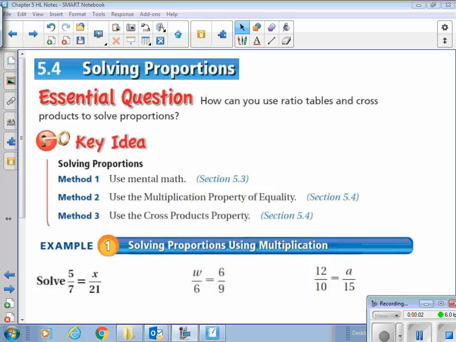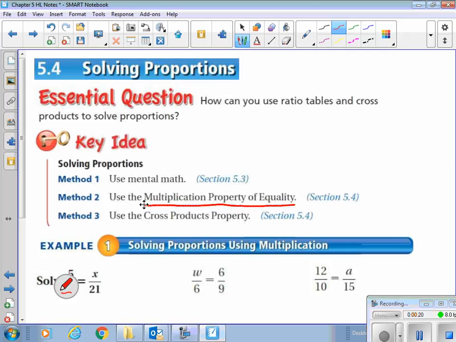This video is for Chapter 5, Lesson 4, Solving Proportions. It's basically a review of the last lesson, as well as using your cross products again to solve a proportion. And I'm going to show you one other way, which will be using the multiplication property of equality. So we've got three different methods. You should already be familiar with method 1 and method 3. And you will be familiar with method 2 once I go over it.